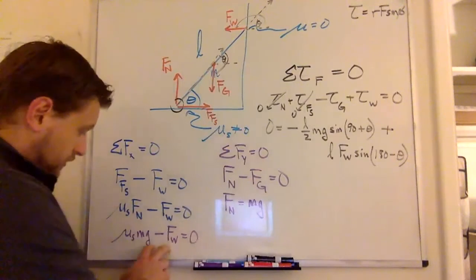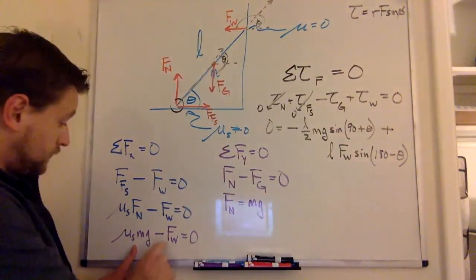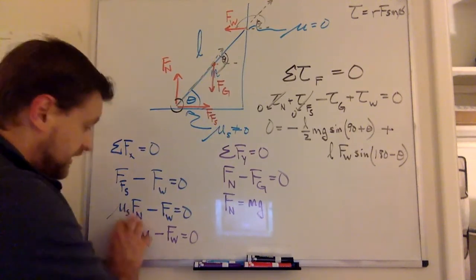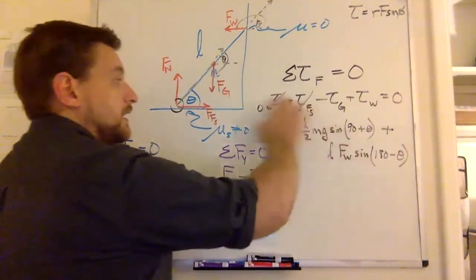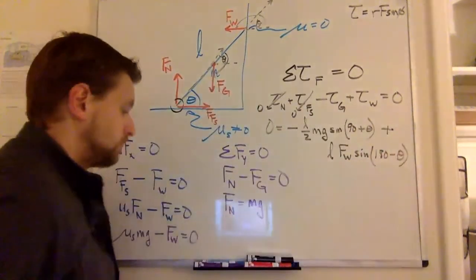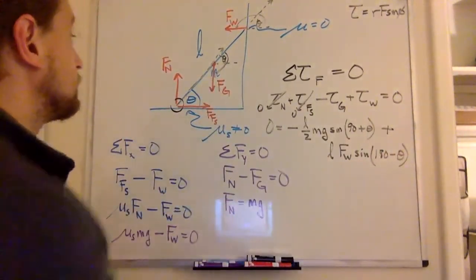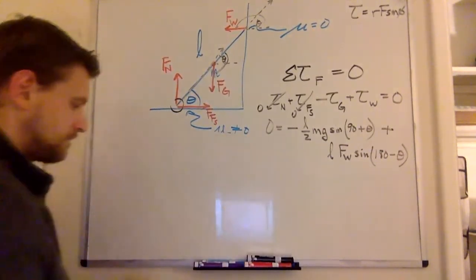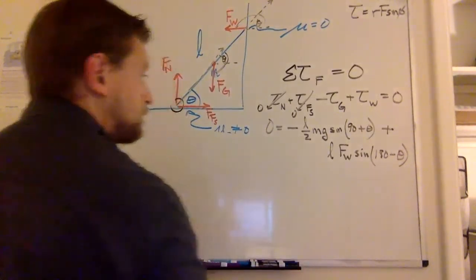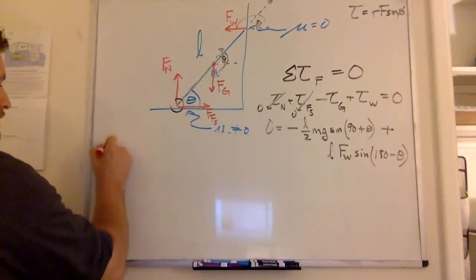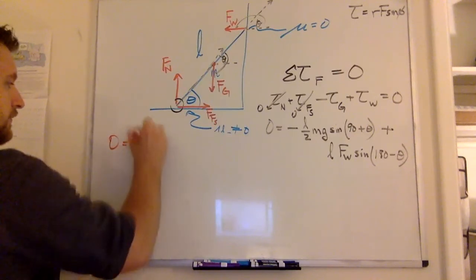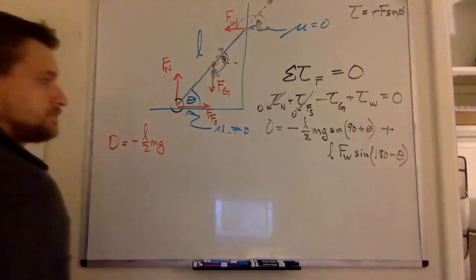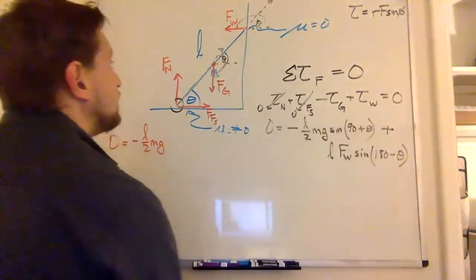All right, so here, the force from the wall had better be equal to mu mg. So I will take that, plug that in here, and rewrite this equation so that we can manipulate it. Zero equals negative L over 2 mg, now, sine of 90 plus theta.